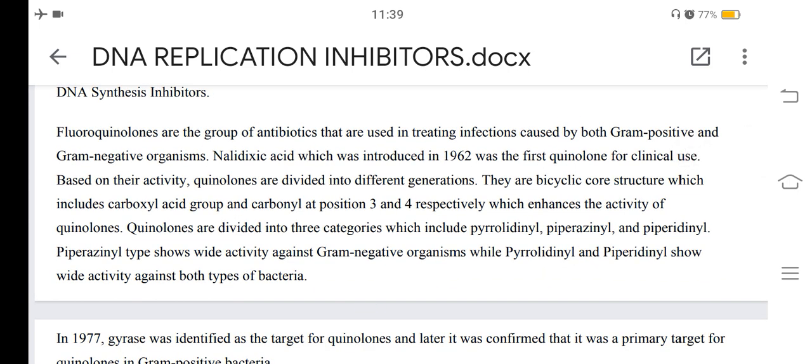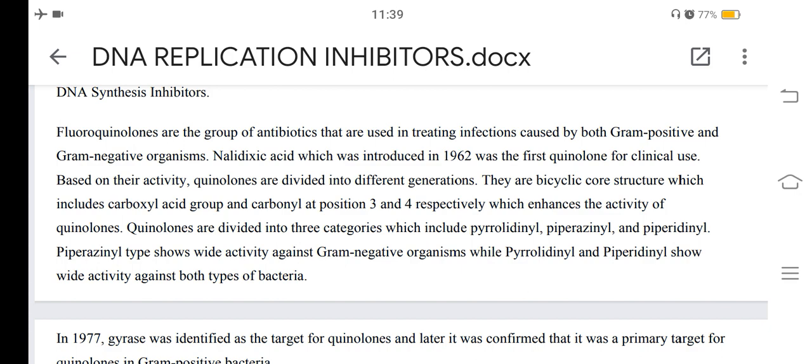Fluoroquinolones are a group of antibiotics that are used in treating infections caused by both gram-positive and gram-negative organisms. Nalidixic acid, which was introduced in 1962, was the first quinolone for clinical use. Based on their activity, quinolones are divided into different generations. They have a bicyclic core structure, which includes a carboxylic acid group and a carbonyl at positions 3 and 4 respectively, which enhances the activity of quinolones.